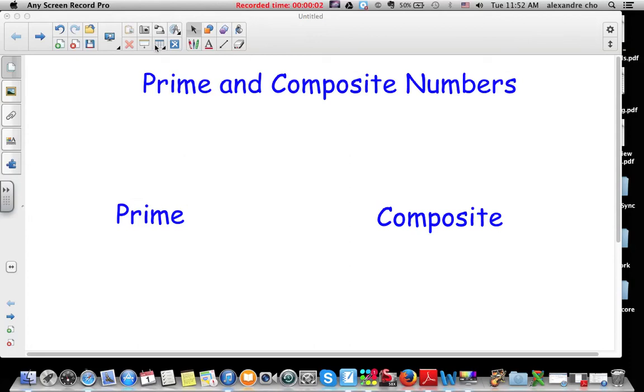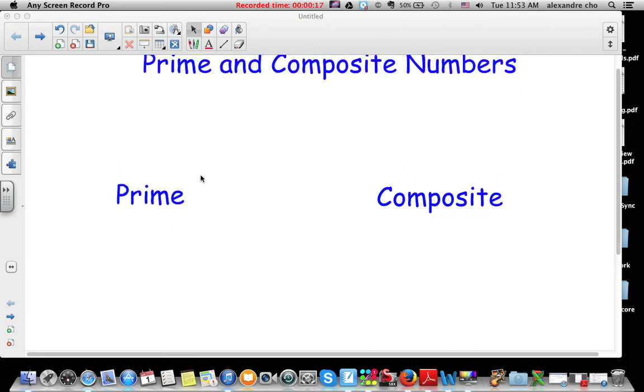Okay, so we have prime numbers, composite numbers. What else we have? GCF, LCM, and prime factorization as well today. Okay, so let's review them really quick. Prime and composite numbers. What makes a number prime and what makes a number composite?